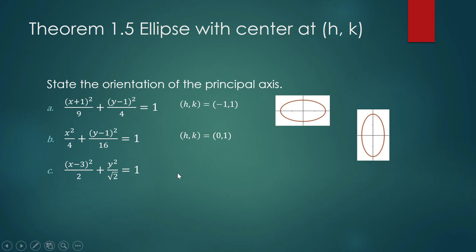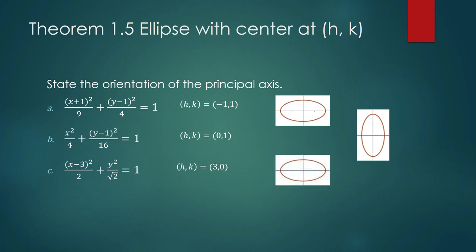What is the center? It's (3, 0). Which of the two denominators is a squared? It's 2, because 2 is greater than square root of 2. It's under x, so that means our ellipse has a principal axis that is horizontal. How about this one? Well, this one is not an equation of an ellipse. This will not give us an ellipse because this is not the standard form for our ellipse. This one should be plus. The operation between the terms should be plus, not minus. So this one is not an ellipse.